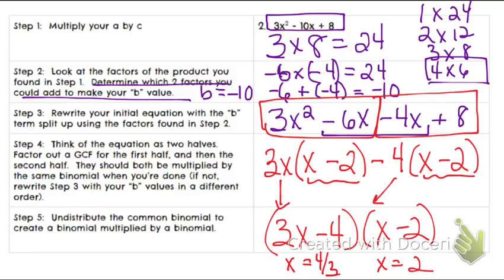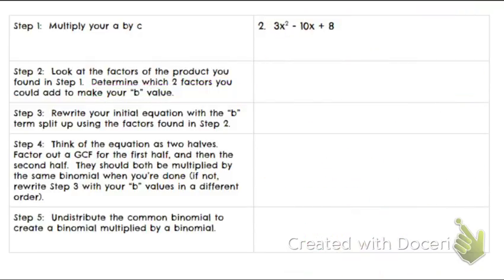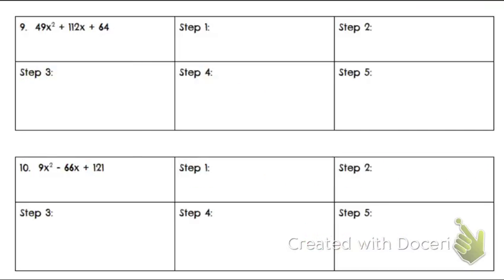Okay, if I could have you guys go on over to the very back page. Let's look at problem number 9, because it's kind of gross. Okay, so I've got 49x squared plus 112x plus 64. There's a couple different ways we could do this. I know that 49 is 7 squared, and I know that 64 is 8 squared. I'm going to show you why I'm doing this in just a minute. I want to pull out that 7 and that 8.